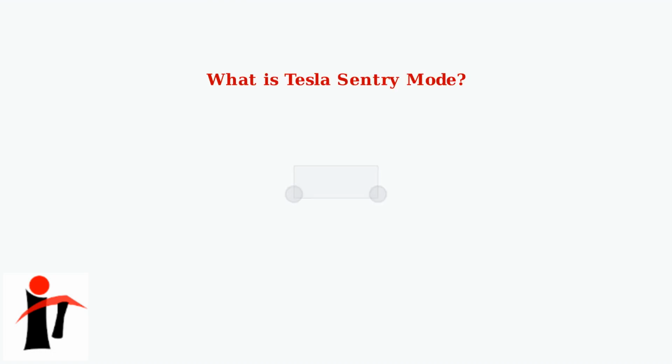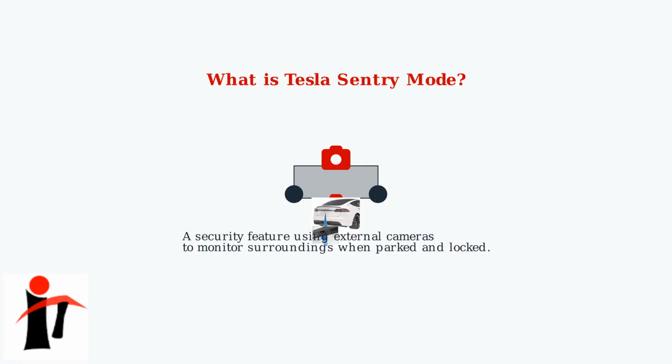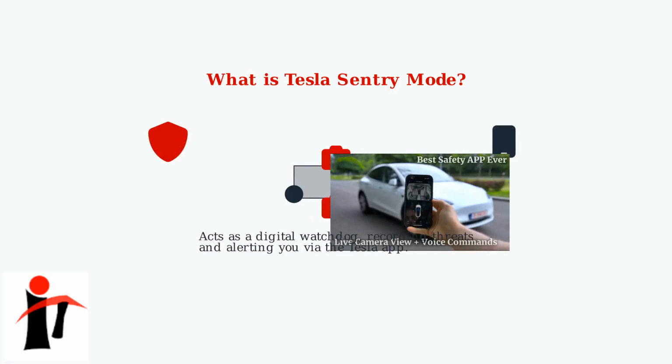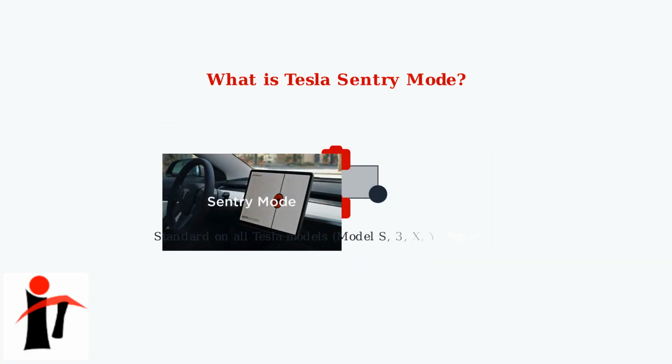Tesla Sentry Mode is a security feature that uses the car's external cameras to monitor its surroundings when parked and locked. It acts as a digital watchdog, recording potential threats and alerting you via the Tesla app. Sentry Mode is now standard on all Tesla models, including Model S, Model 3, Model X, Model Y, and Cybertruck, requiring a Tesla account for setup.